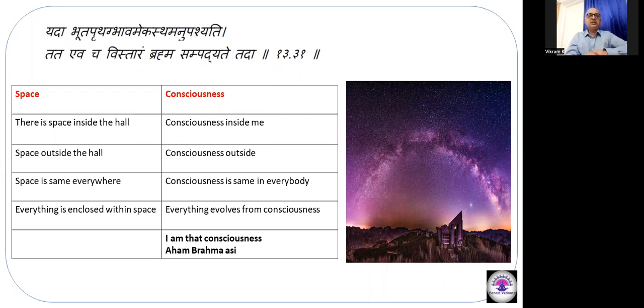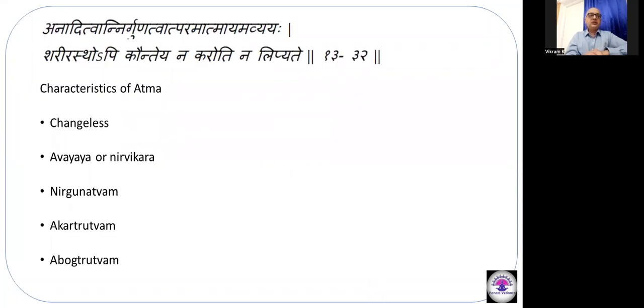Similarly, consciousness is inside me. Consciousness is outside also. The consciousness in everybody is the same. Everyone evolves from the same consciousness, that is Sthiti Karanam, and the Jnani then claims, I am that consciousness, Jagat Karanam. Verse 32. Characteristics of Atma are described here. Atma is changeless, and since it is unborn, it is free from Shadvikara, and therefore called Nirvikara or Avyaya.